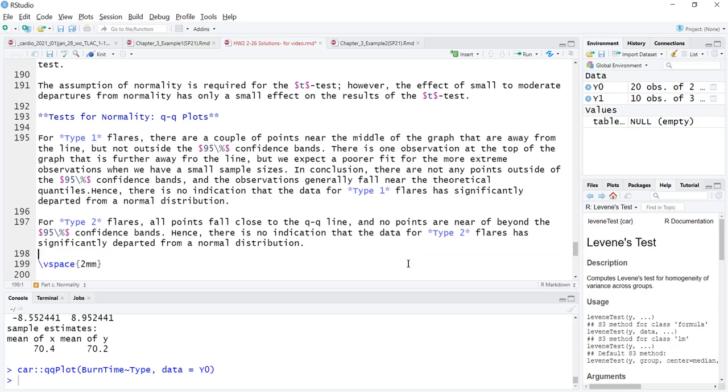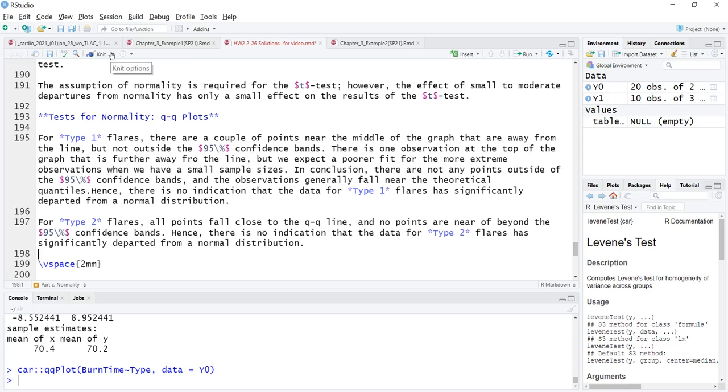Okay. And so in the homework solution, I showed you how to do a Shapiro-Wilk test. I gave you the code for it, but these tests are very, very sensitive to outliers or any departure from normality. So I don't recommend that you use those as a general rule. These QQ plots are what we should use.